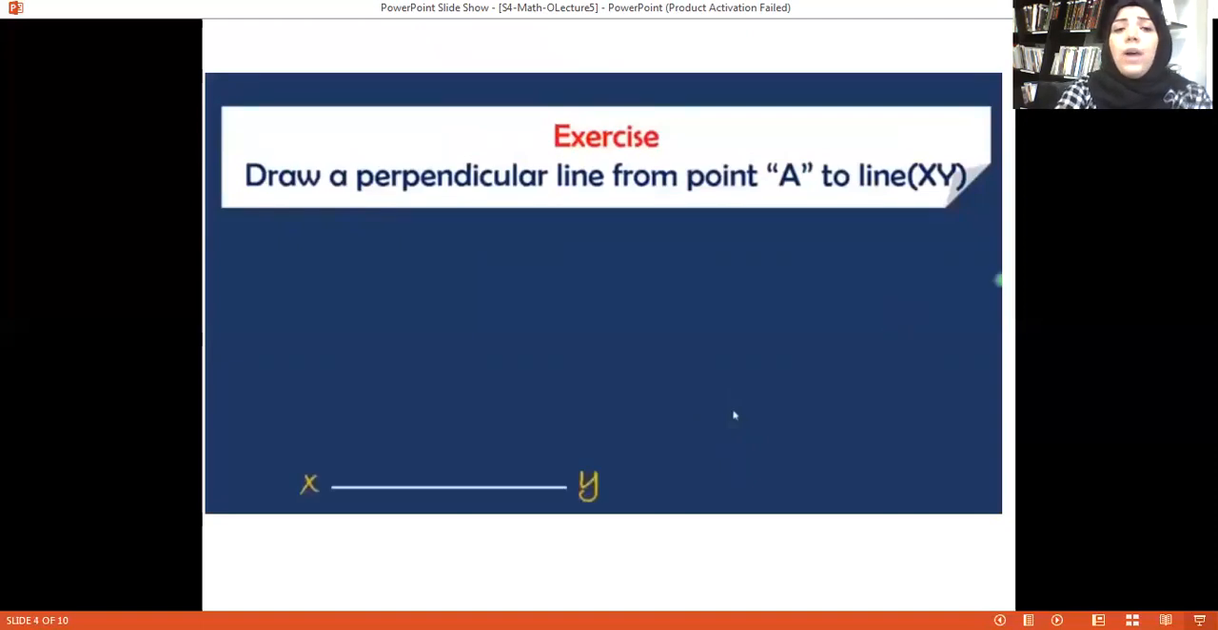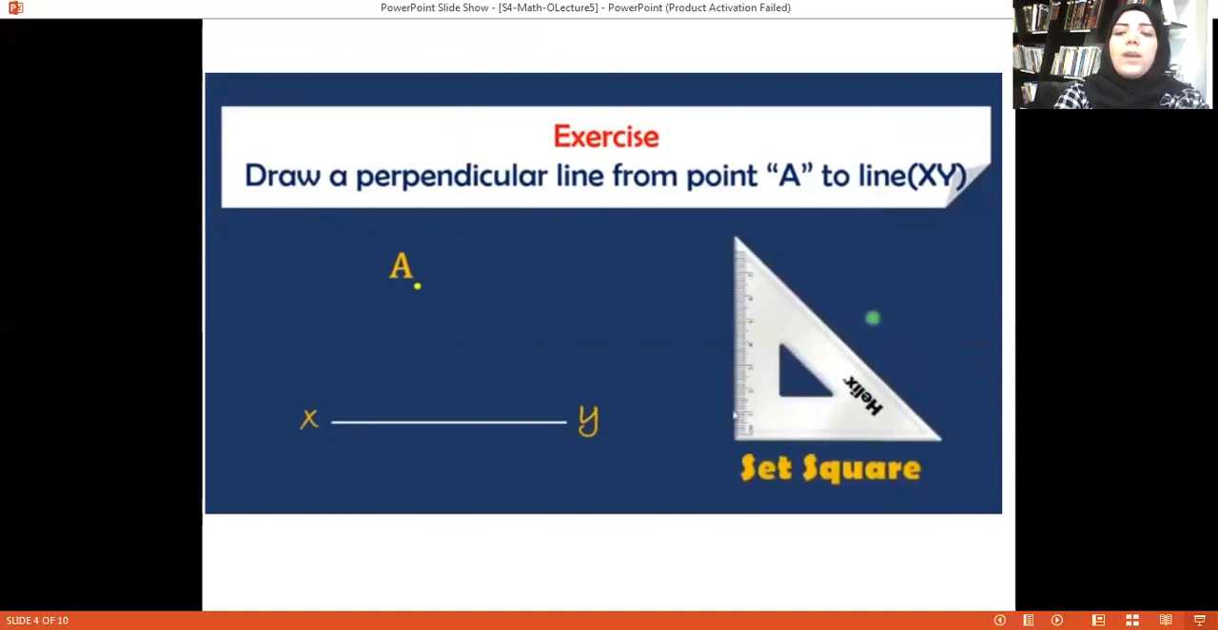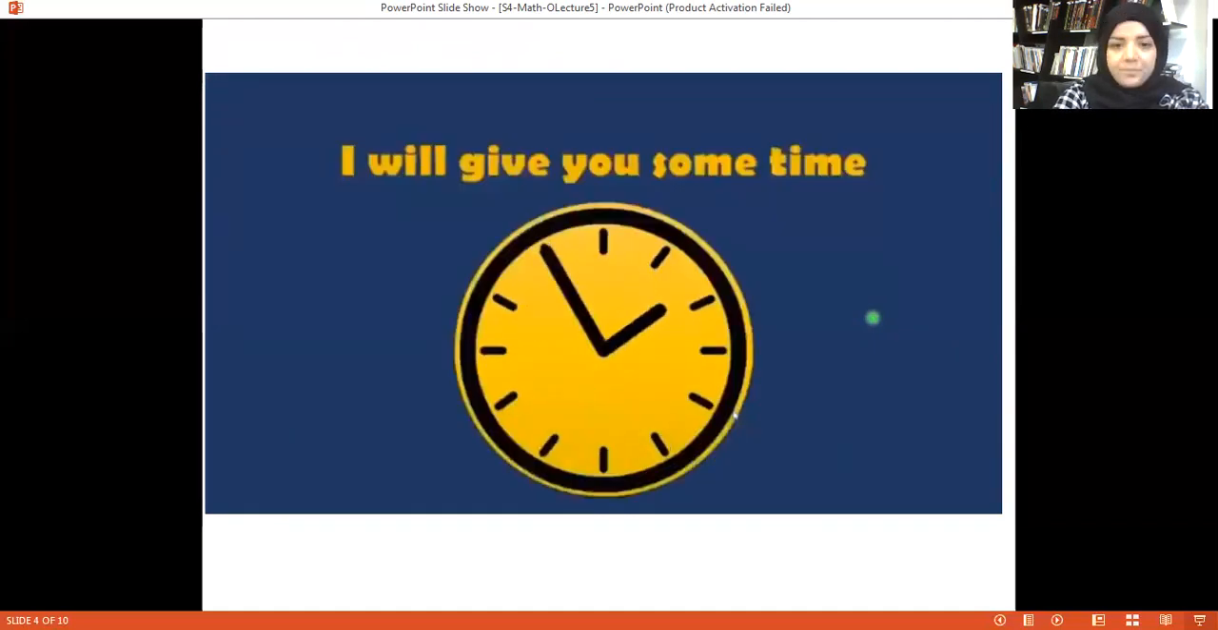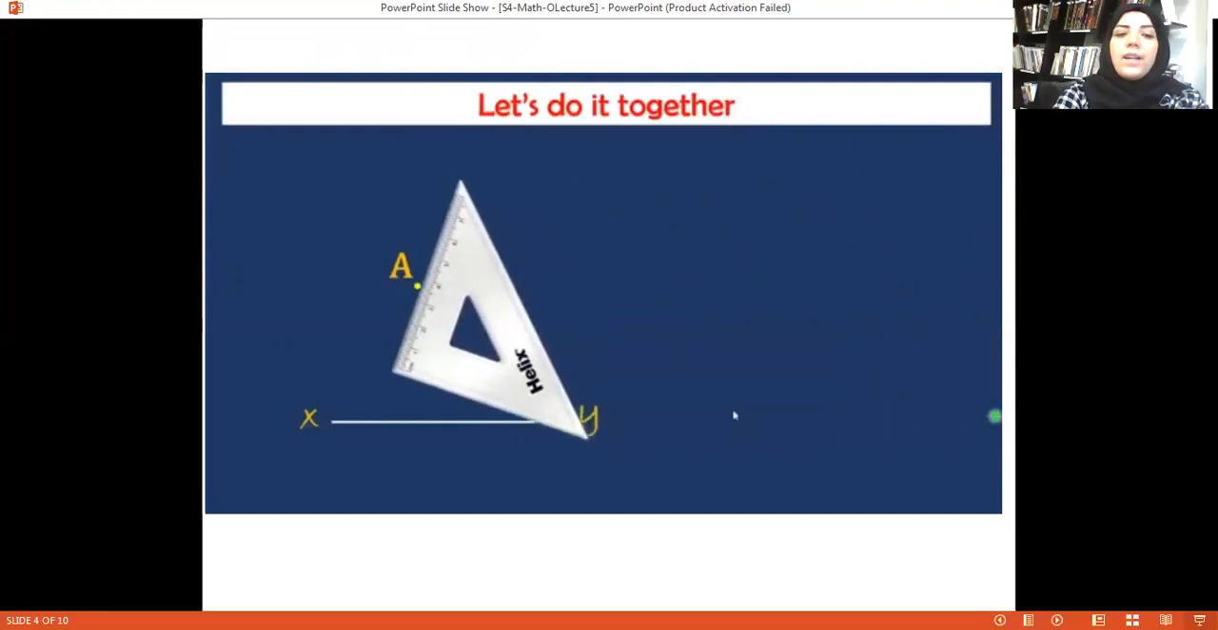Let us draw a perpendicular line from a point to a line xy. So suppose we have this point A, and we need to find the perpendicular from A to xy. Of course we are going to use a set square. You have to think very well, what do we do? Because it's something we already learned before. Yes, so I need to use the set square, and I put the set square like this.